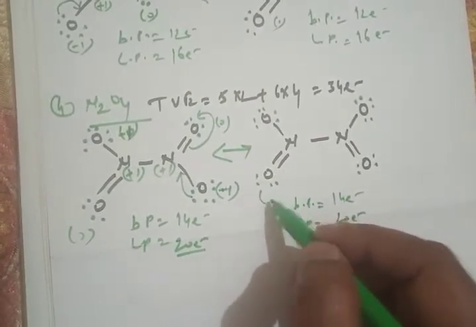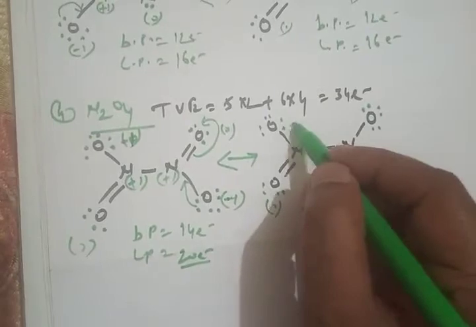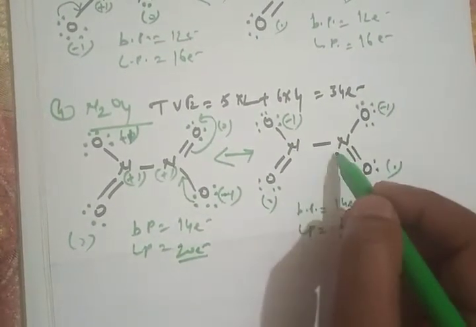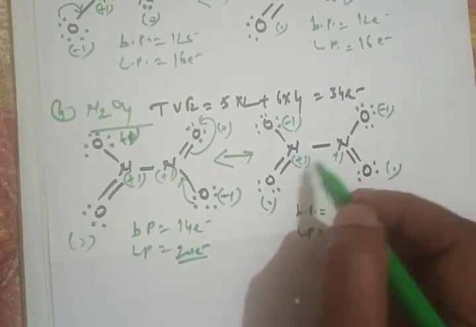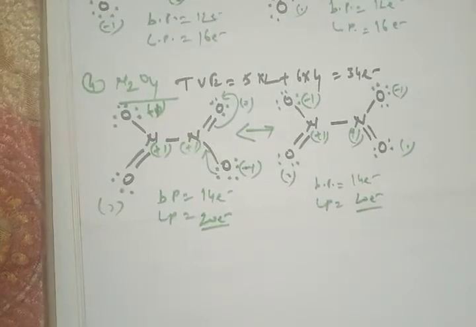Similarly in this case, 1 2 3 4 5 6, it is 0, it is minus 1, it is minus 1, it is 0, this is plus 1 and this is plus 1, so overall it is 0. So this is how the N2O4 structure will be drawn.